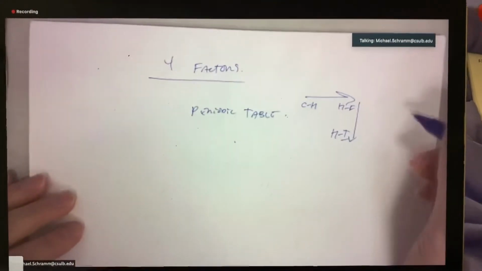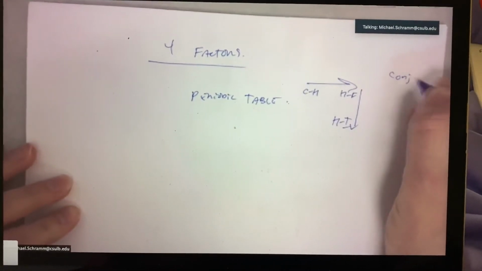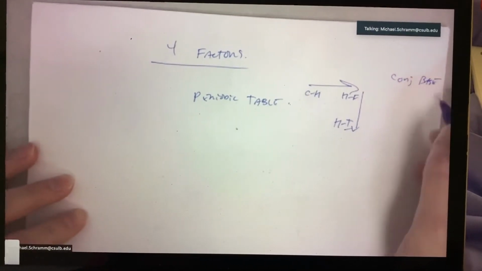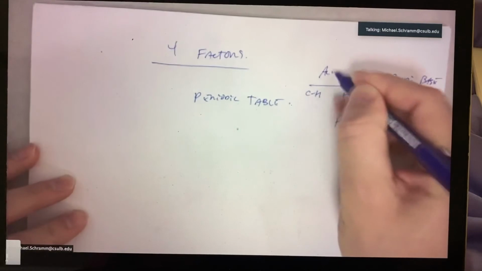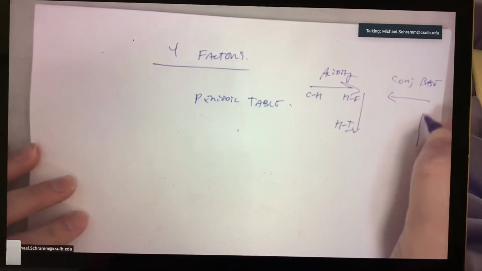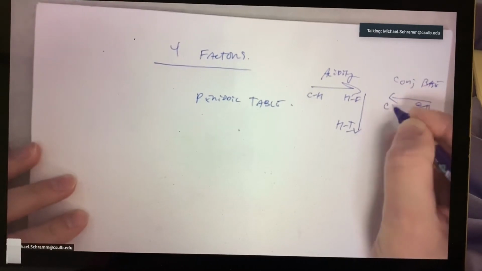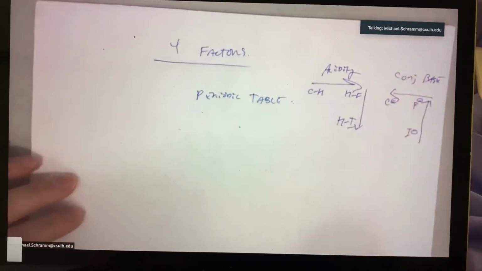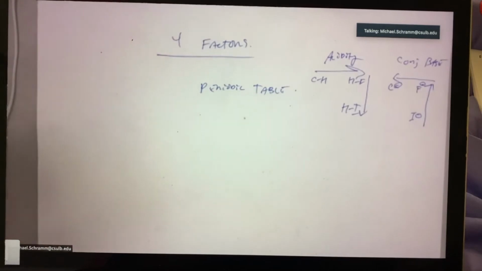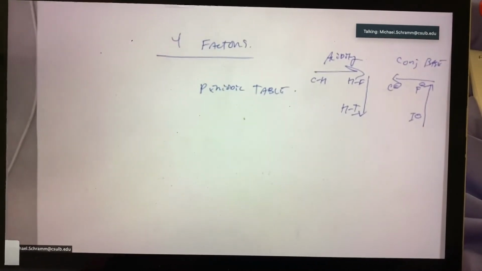If we're looking at conjugate bases, so this is acidity, and conjugate bases would follow the opposite trends. If we had I minus, F minus, C minus, these types of things. So this is just a simple periodic trend. We don't need to discuss it any further. We've talked about it quite a lot.